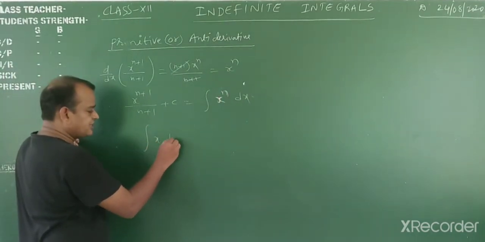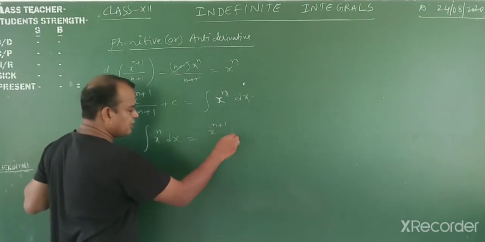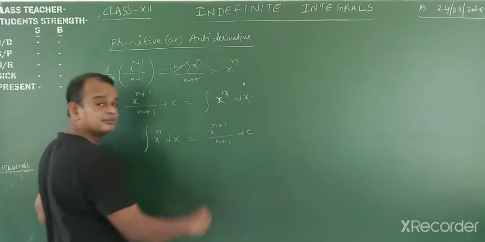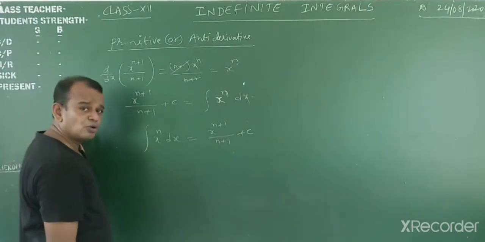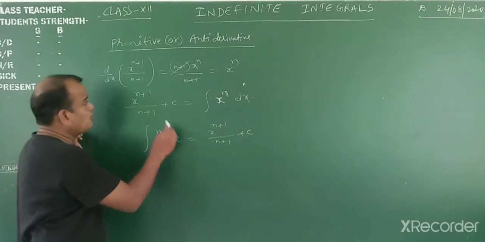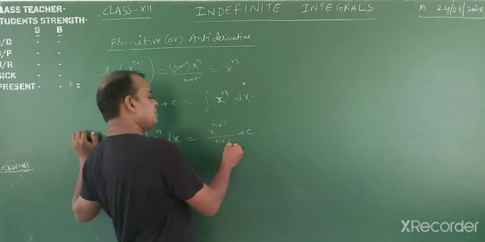Integral of x^n dx, write down the formula: it is equal to x^(n+1)/(n+1) + c. Do you have any doubt, my dear students? I think you have no doubt. Integral of x^n dx is equal to x^(n+1)/(n+1) + c.